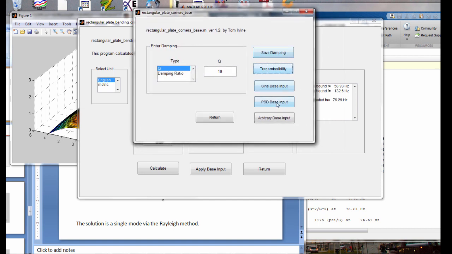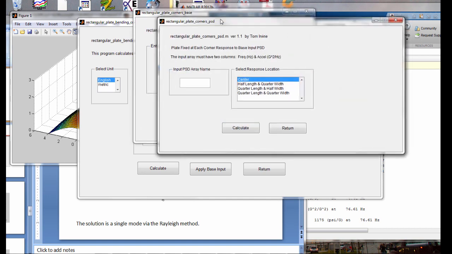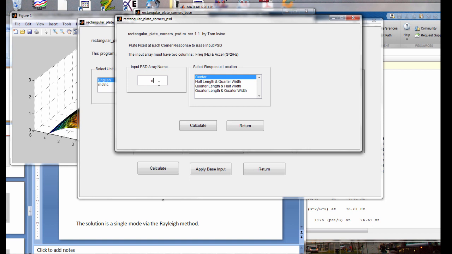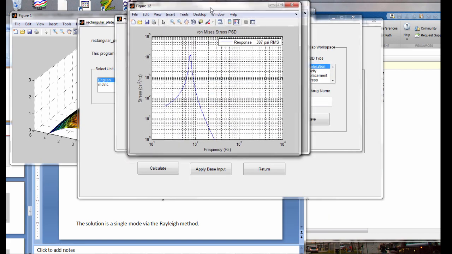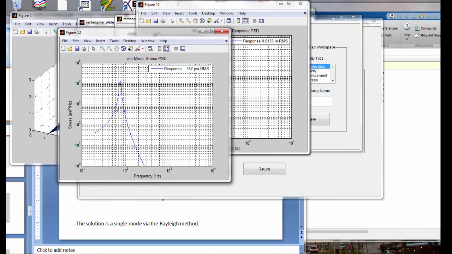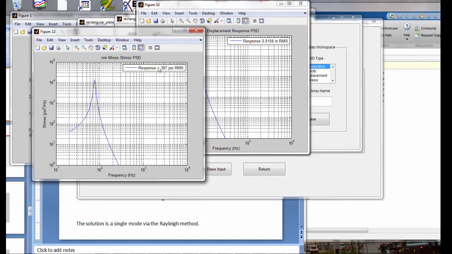Let's go ahead and do the NavMat base input to this plate, which is point supported at each corner and otherwise free. So we already have navmat underscore spec in our Matlab workspace. Let's look at the center response. And all of our PSDs flash by. So we have our stress PSI squared divided by Hertz versus frequency in Hertz. That's the von Mises stress PSD, overall level 387 PSI RMS.